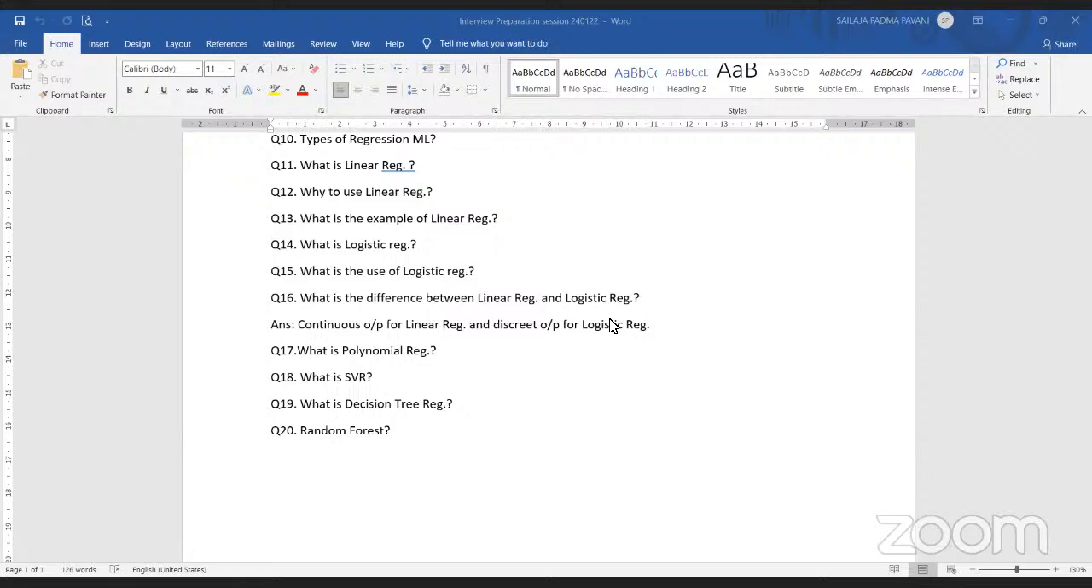Yes, in linear regression, we get continuous output, right? And in logistic regression, we get discrete output. And next, we have gone through what is polynomial regression and where we use it, and SVR. I have given you a brief introduction regarding decision tree.